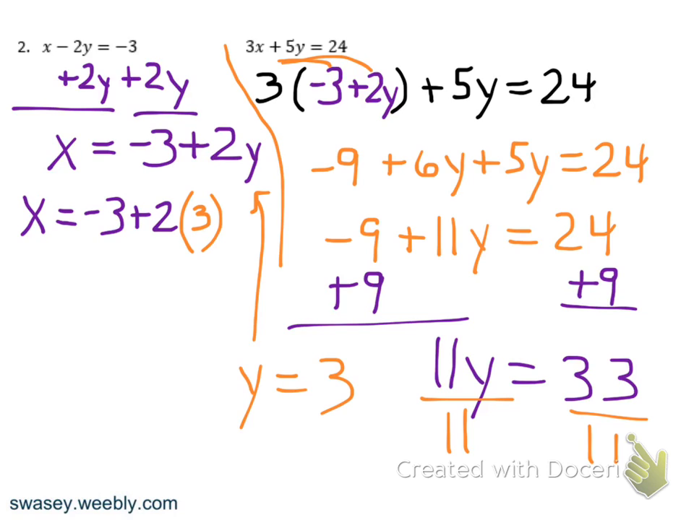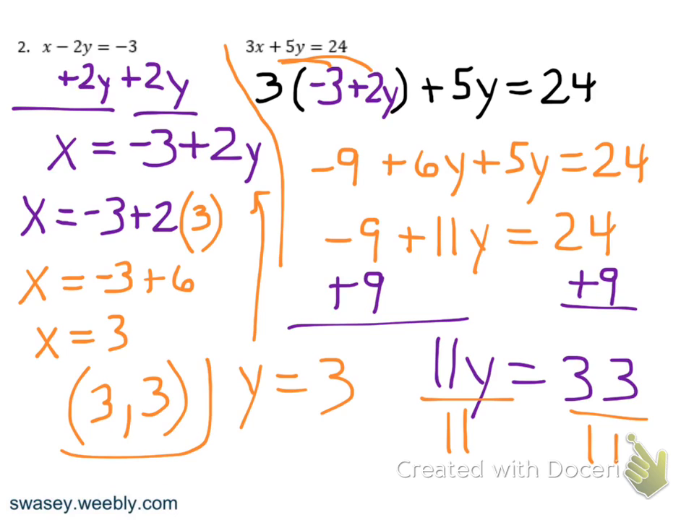We'll multiply and then we'll add. 2 times 3 is 6. Negative 3 plus 6 gives us positive 3. They happen to be the same thing on this one, so x and y are both 3.